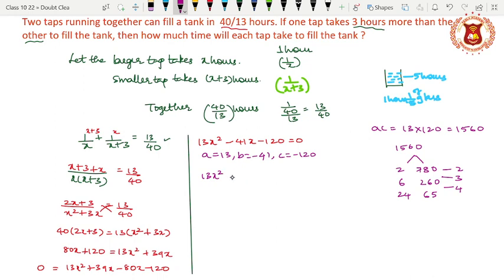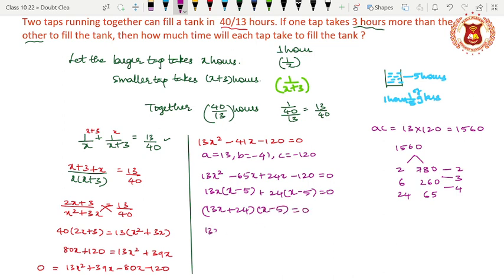13x squared minus 65x plus 24x minus 120 is equal to 0. Since it is minus 41 here, therefore minus 65x plus 24x. I will take 13x common here: 13x into x minus 5, plus I will take 24 common here: 24 into x minus 5. So 13x plus 24 into x minus 5 is equal to 0.